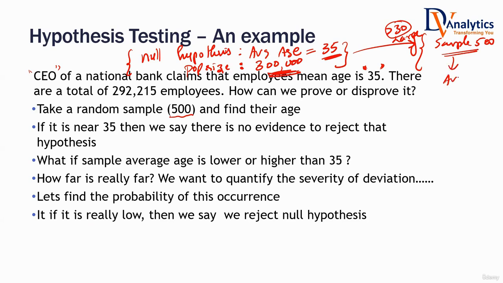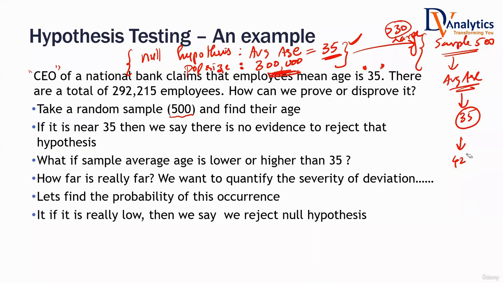Now you found the average age. If the average age is near 35, then what would you say? Would you accept or reject the null hypothesis? Accept. You would accept the null hypothesis. If the average age, let's say out of these 500 people, comes to be 42, what would you do? Reject the null hypothesis.